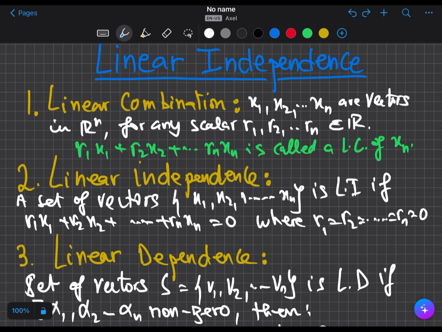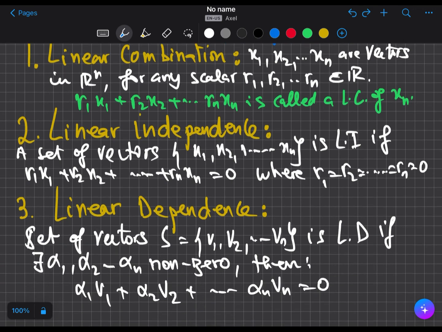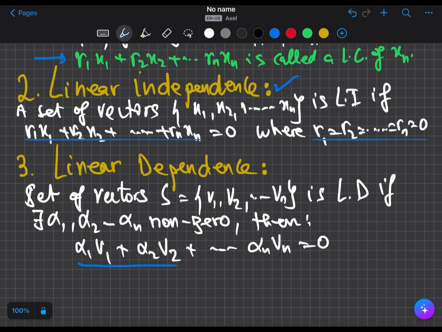A linear combination is useful in this context because it is exactly employed to determine whether a set of vectors is independent or dependent. For instance, you can see that this equation here is a linear combination of the vectors with the scalars. For linear independence, this is a linear combination, but in this case, the scalars should be all zero. For linear dependency, this is also a linear combination, but in this case, at least one of the scalars should be non-zero.